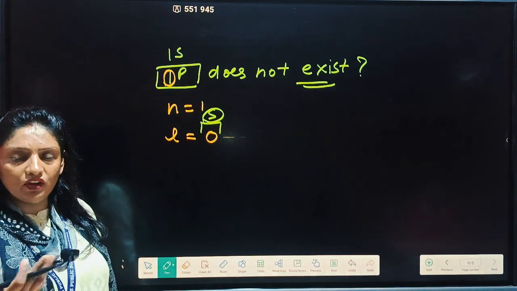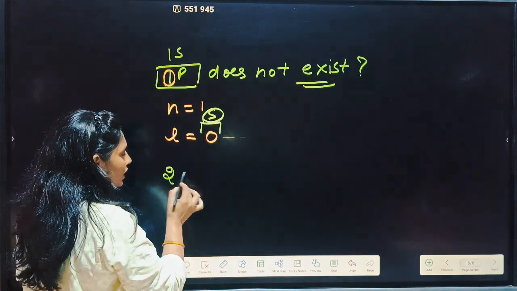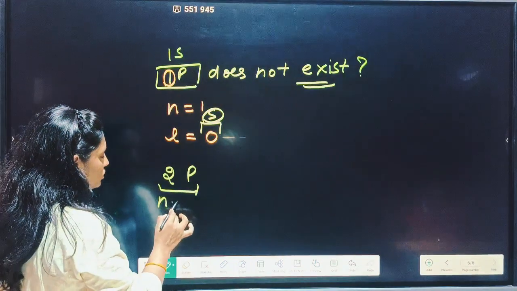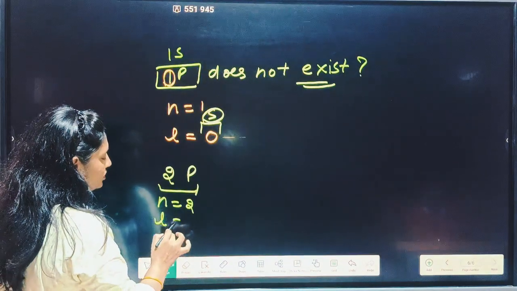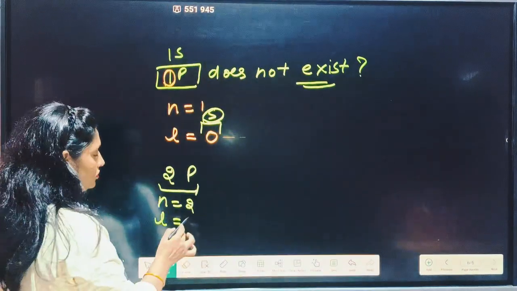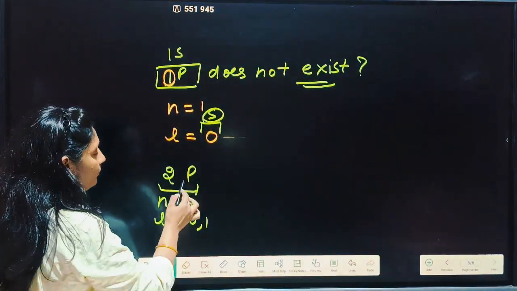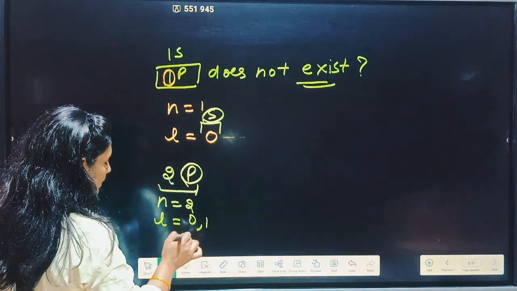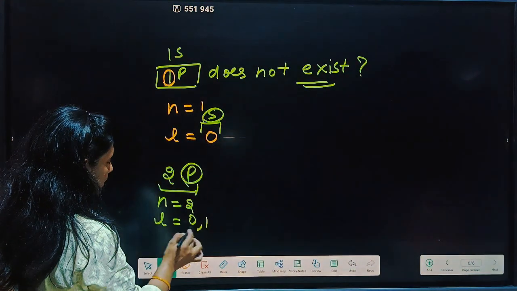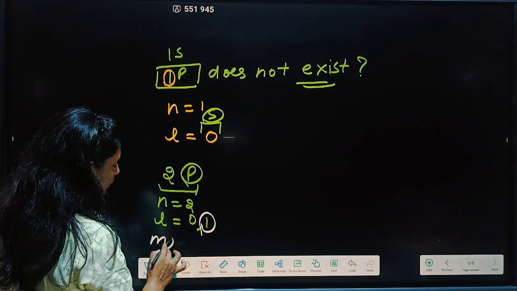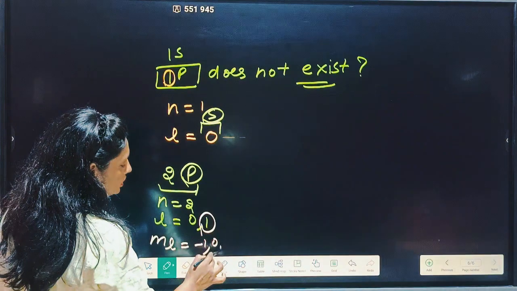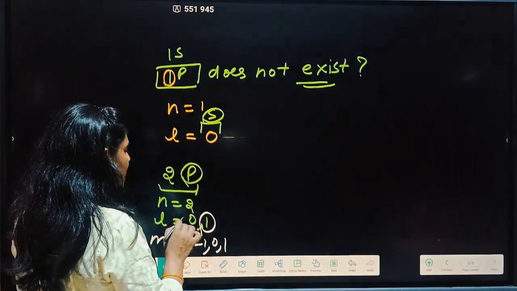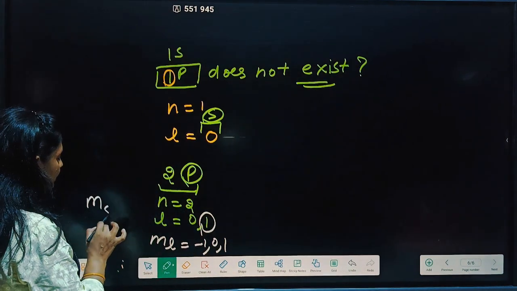In the same way, we can explain 2p. 2p exists because here n is 2. Then value of L is 0 to 1. And for p orbital, it is specially 1. For p, it is 1. Then value of ml you can write minus 1, 0 and 1. Okay. Then students, ms may be plus minus half.